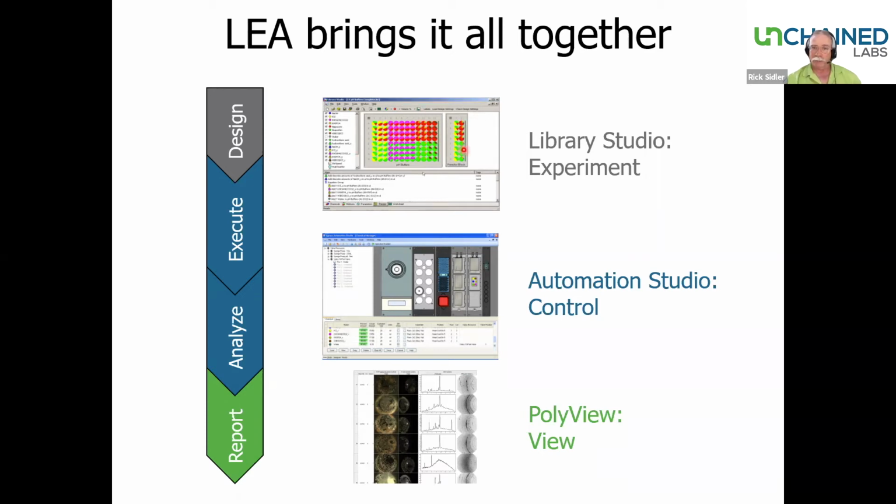This is then read seamlessly into a component called Automation Studio, which is responsible for control of the robotics platform to actually make the design or your recipe that you've created in Library Studio execute without the need for you to do any programming on the robot whatsoever. Automation Studio can also be used to control integrated third-party instruments or analytic tools as well.